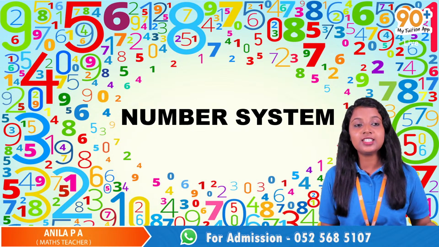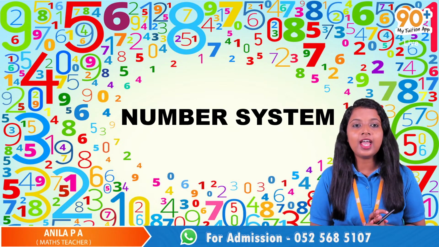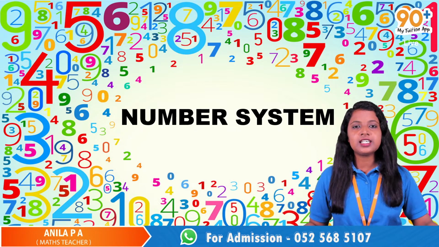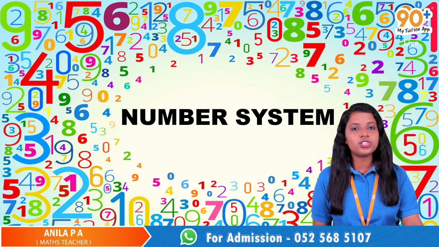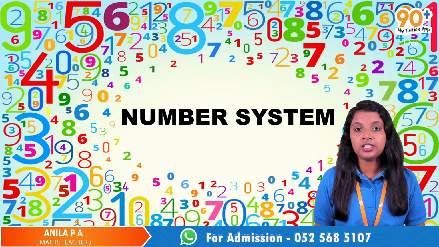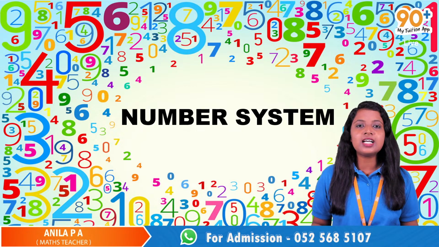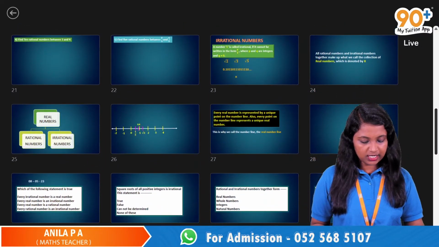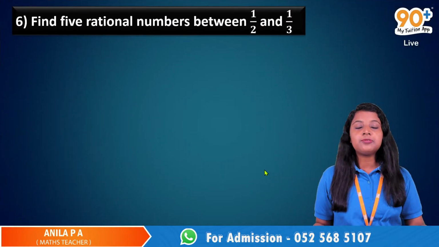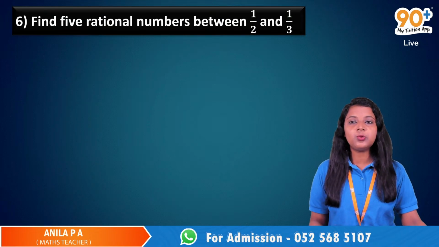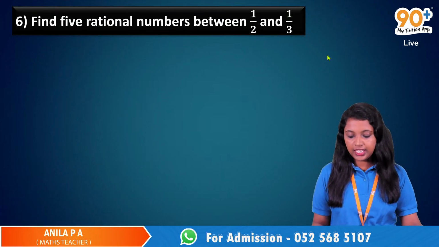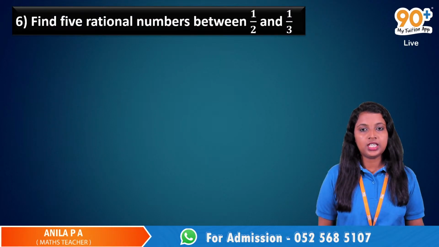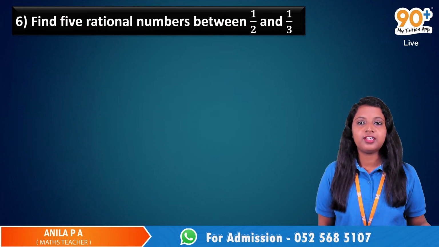We already discussed some properties of numbers, right? We already discussed natural numbers, whole numbers, integers, then rational numbers, irrational numbers, and we solved some questions, and last class I gave you one homework, right? And the homework was: find 5 rational numbers between 1 by 2 and 1 by 3. This was the question. Did you solve this?